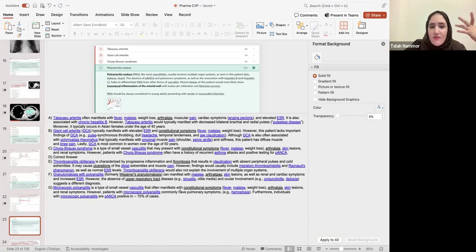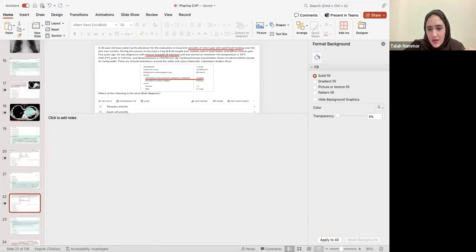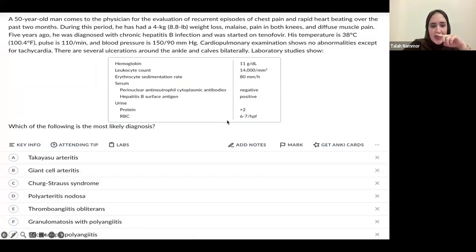In Wegener's, we usually have upper respiratory tract like symptoms. We're going to have increased ESR, so here we have increased ESR, so it doesn't help. But basically, we usually have upper respiratory tract involvement. And in this question, there wasn't upper respiratory tract involvement. It was just chest pain, rapid heart beating, and hepatitis B. And hepatitis B is extremely associated with polyarteritis nodosa. Is this clear?